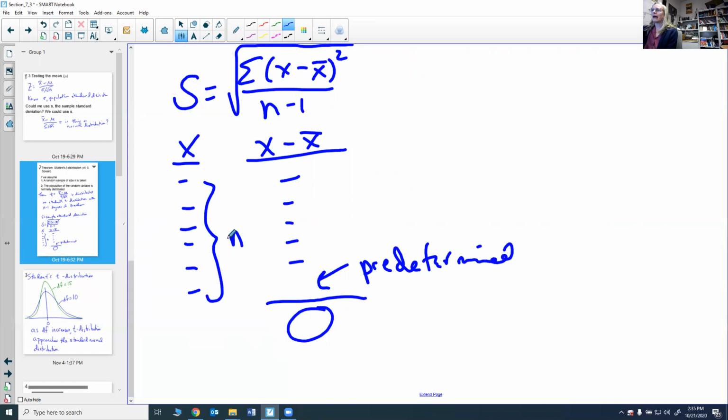So instead of N values that have the freedom of being chosen for you, this last one's predetermined. So you actually have N minus 1 numbers to pick that get to be found on their own. And so that being the case, you have 1 less degree of freedom.